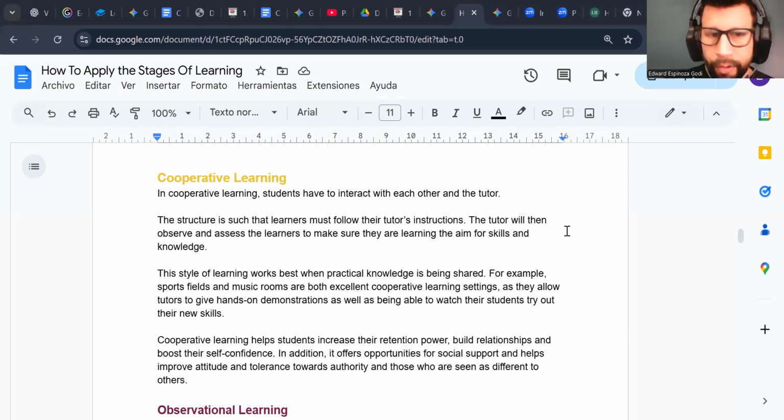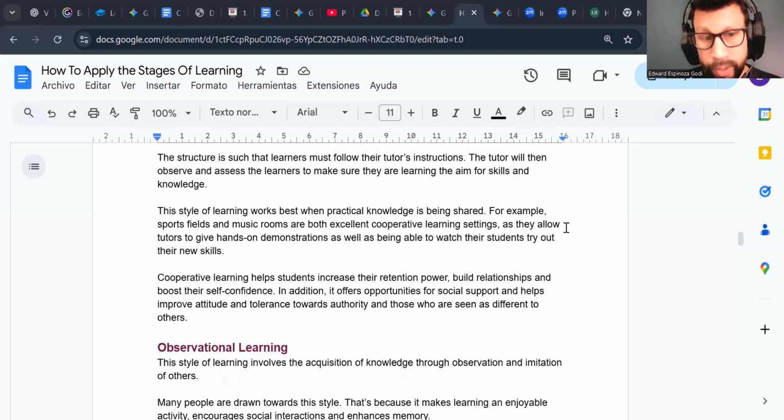Cooperative learning. In cooperative learning, students have to interact with each other and a tutor. Our famous breakout rooms are an example of that. The structure is such that learners must follow their tutors' or teachers' instructions. The teacher will then observe, as I do, and assess the learners to make sure that they're learning the aimed skills and knowledge. So I kind of motivate you when I have to in our classes.